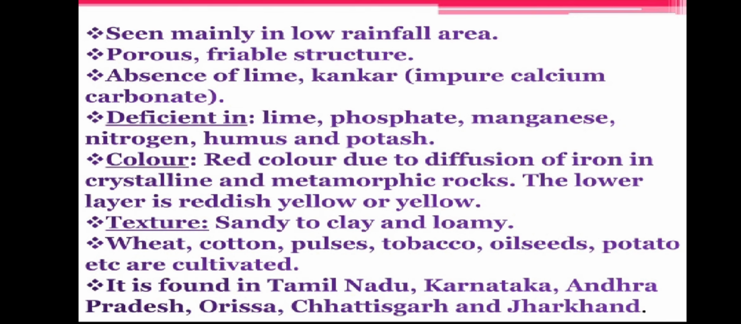It looks yellow. Why is it called yellow also? It looks yellow when it occurs in a hydrated form, means when water is added to it. And what are the crops which can be cultivated? Wheat, cotton, pulses, tobacco, oil seeds, potato, etc. Where are these found? Tamil Nadu, Karnataka, Andhra Pradesh, Odisha, Chhattisgarh and Jharkhand.